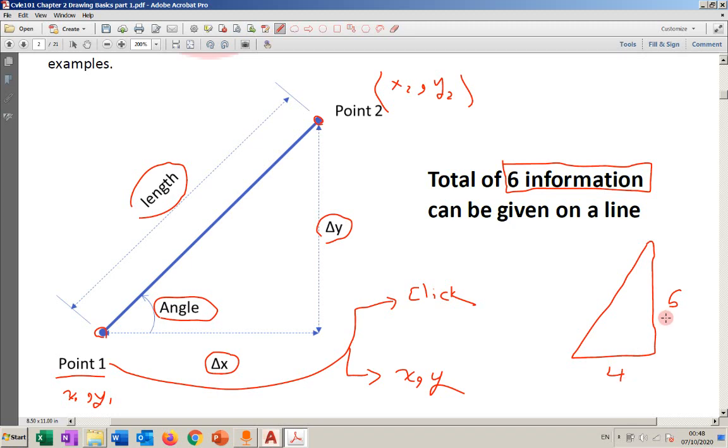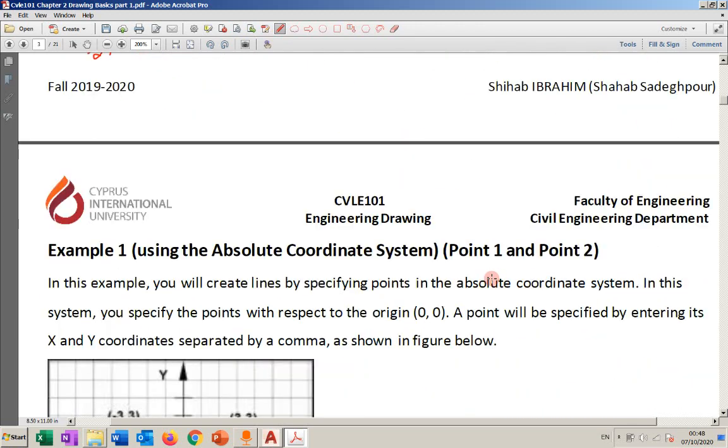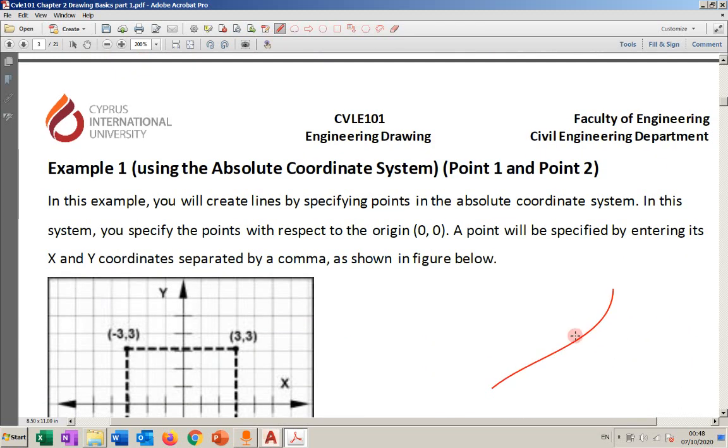So sometimes things will be given like this, or sometimes things are given to you like this. You have a line, a straight line, and you have an angle here. Let's say this is 25. I mean, this is not enough. You need the length of it. For example, the length will be 5. So you have length and angle. You can use those two pieces of information also to draw.